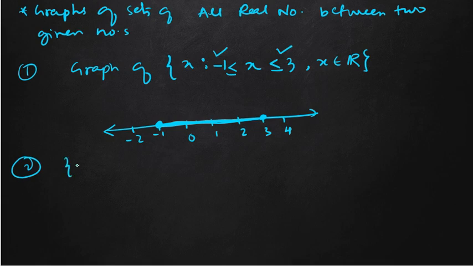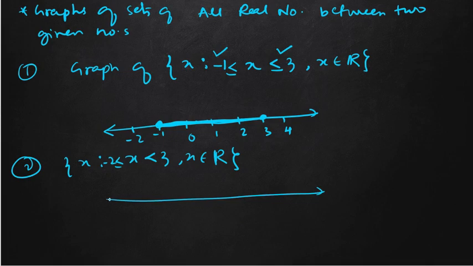Okay, so suppose we take another example. Suppose x such that x is greater than or equal to -2. Again we have to include -2, but less than 3, and x belongs to real numbers. Okay, that means we have to include -2, but we can't include 3 because for 3 there is no equal to sign given. So for this, how can we draw the graph? So suppose we take one extra point: -3, -2, -1, 0, 1, 2, 3 and 4.